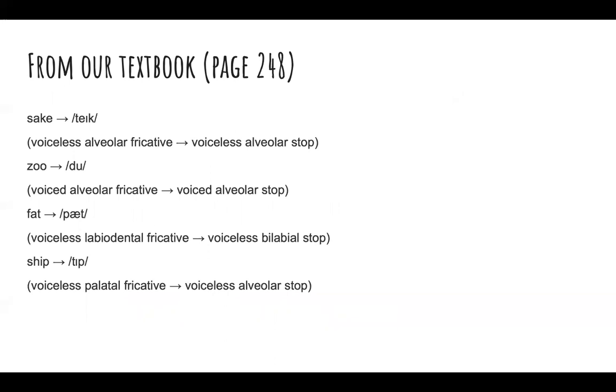And then this is from our textbook on page 248. I liked this because it shows how you take those fricative sounds and replace them with a stop. So like sake, which S is a fricative sound, you replace it with a T. Take, a stop sound. Zoo, you replace that with do, a fricative for a stop. Fat and pat, and ship and tip.